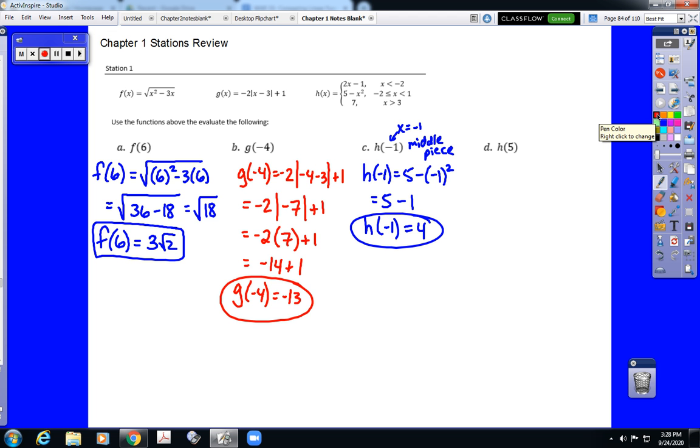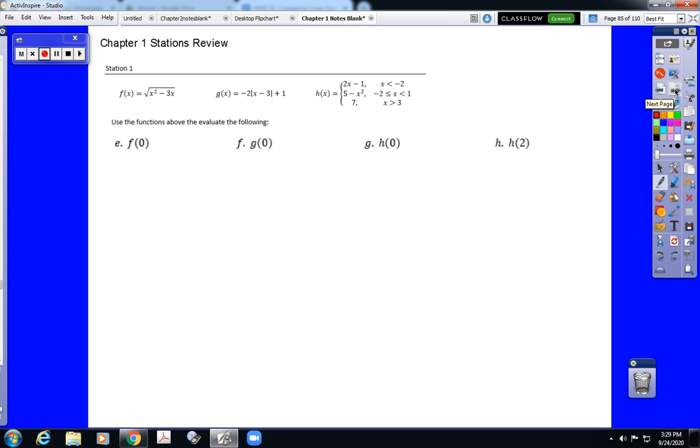And finally on this page, h of positive 5, that is in piece 3, the third piece, the bottom piece, because again, this says x equals 5, which means we're looking at this range. Okay, so we're doing the bottom piece. So h of 5 is 7. No more work needed.